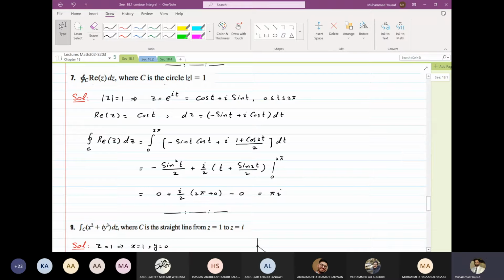And from here dz is equal to the derivative of cosine t, which is negative sine t dt, plus i cosine t dt, with dt taken common outside. So this is dz, and the function which we are going to evaluate is the real part of z, which is cosine t. So we have cosine t multiplied by negative sine t plus i cosine t. Then in the integral, we multiply them and integrate, apply limits, and get the answer. Here sine t is 0 at 2 pi and at 0, so this first part is 0.